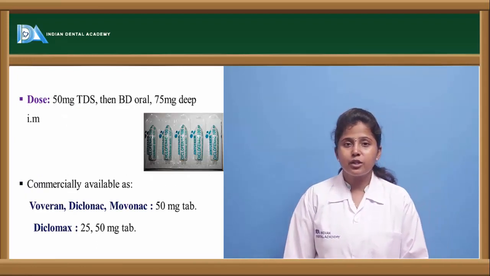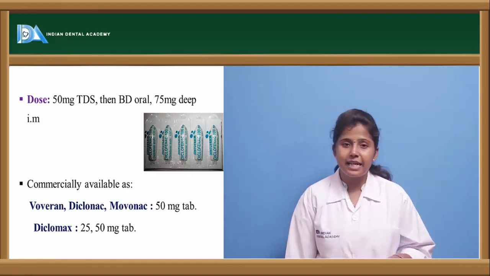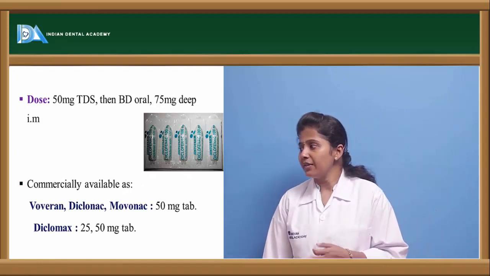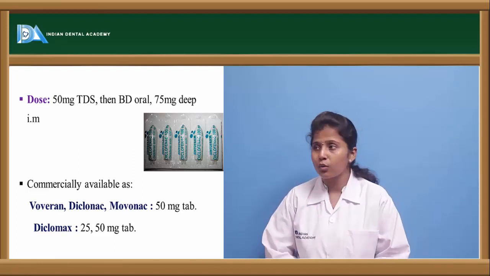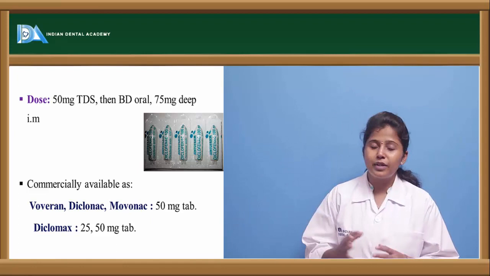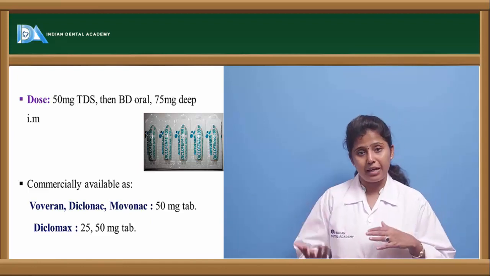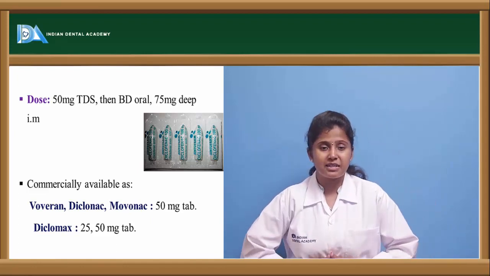It is given in the dose of 50 mg thrice a day, and 75 mg is given through the IM route. So if it is given through the oral route, it is given in the dose of 50 mg thrice a day, then 2 times a day, that is bis in die.